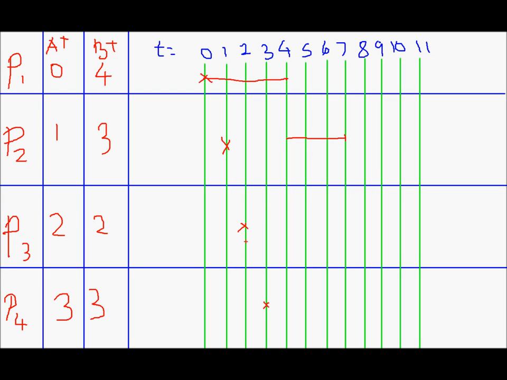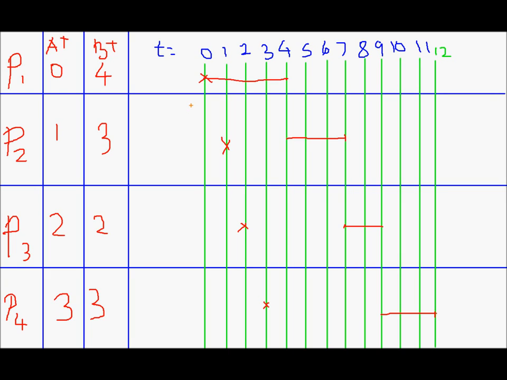The next to arrive was P3. So P3 will start at this point and it will go up till 2 units of time. Over here P3 will complete its execution and P4 will start, because it is the next to arrive after P3. And P4 shall go up till 3 units of time. I need one more line to indicate time 12. That will indicate the beginning of time 12. So this is 12. And this is where P4 will complete its execution.